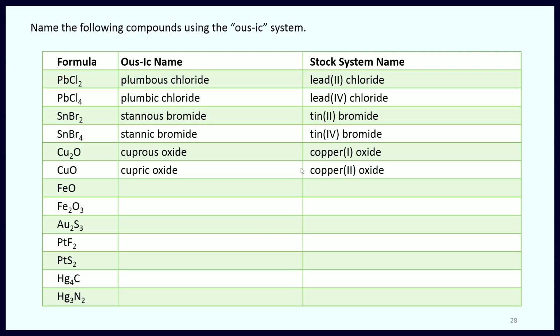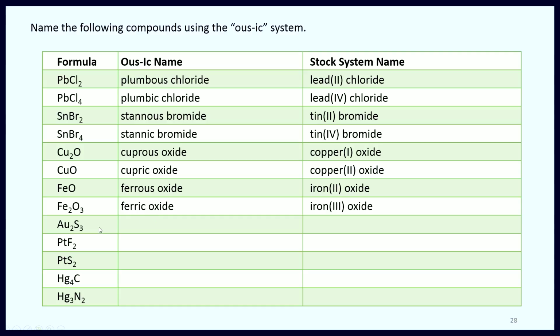Iron commonly has only two oxidation states, iron 2 and iron 3. FeO is iron 2 oxide, hence the -ic name is ferrous oxide. Fe2O3 is iron 3 oxide, and that then is ferric oxide.